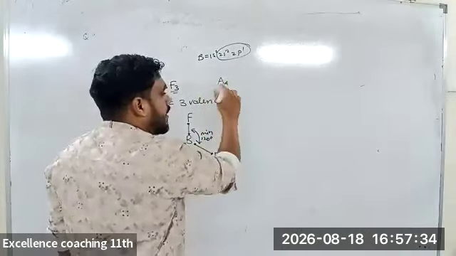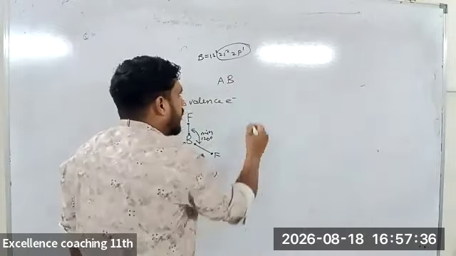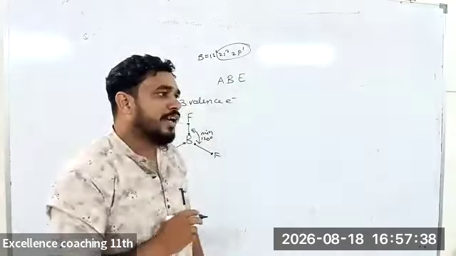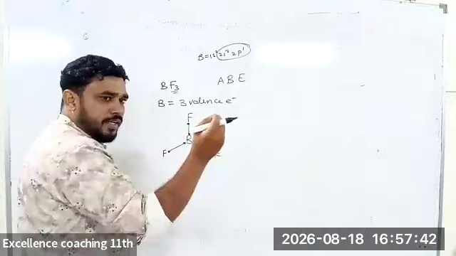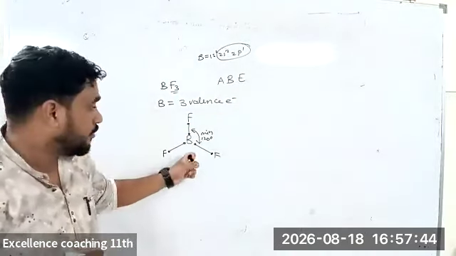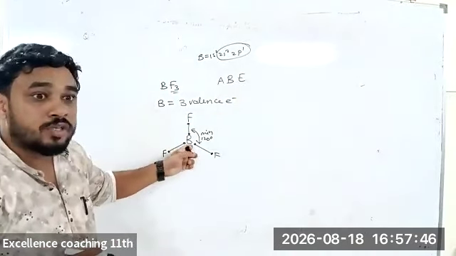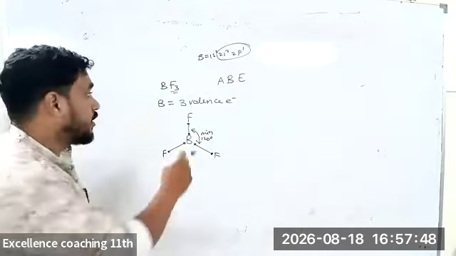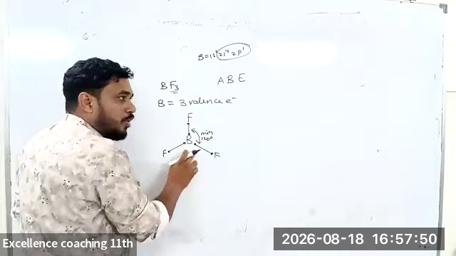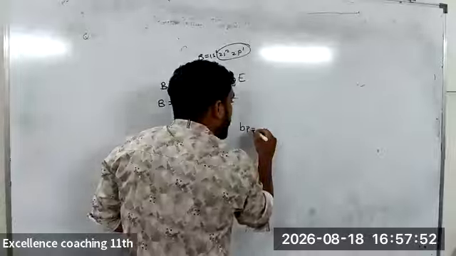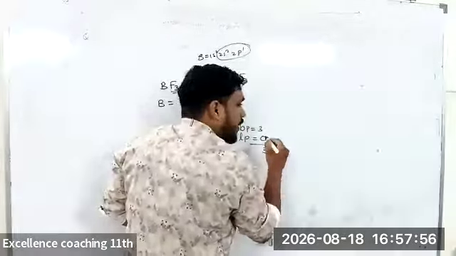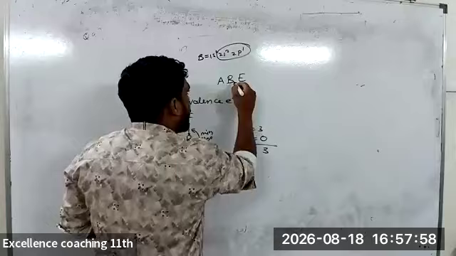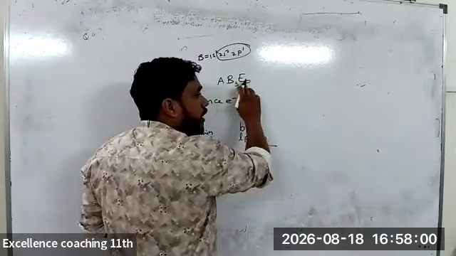Okay, so the type here is what? A means the central atom. B means the corner atoms. And E means lone pairs. Is there any electron which is not taking part in bonding? All three electrons are taking part in bonding. So how many bond pairs are we getting? 3. How many lone pairs? 0. Count is 3. So the type here is AB3E0.